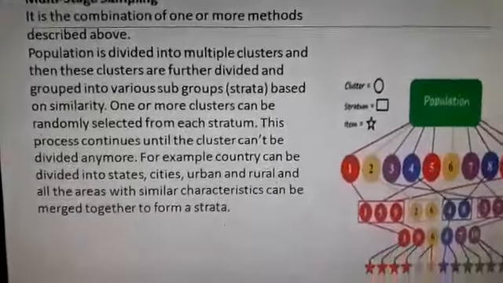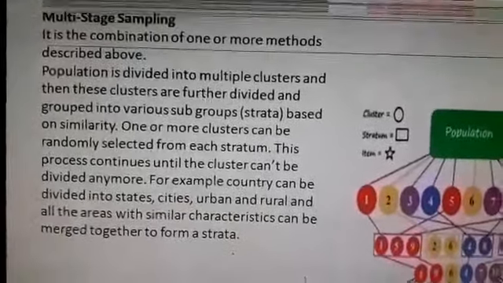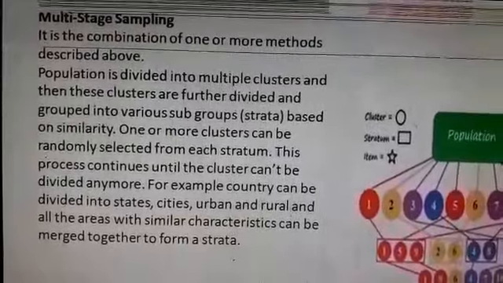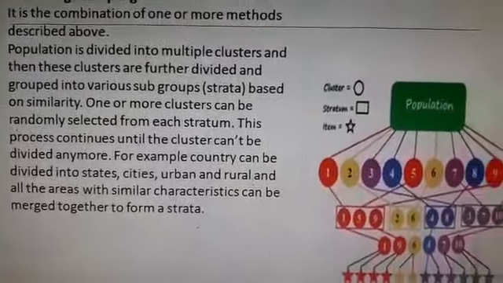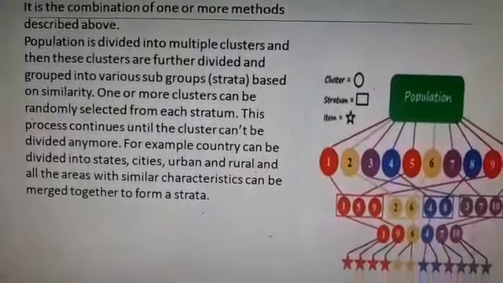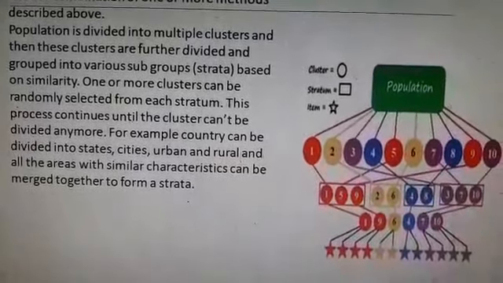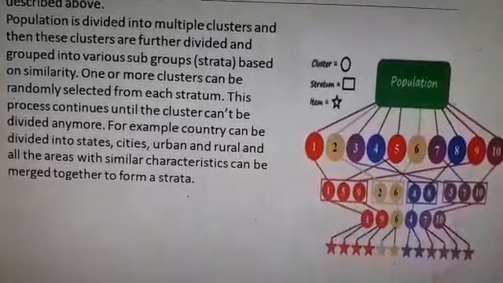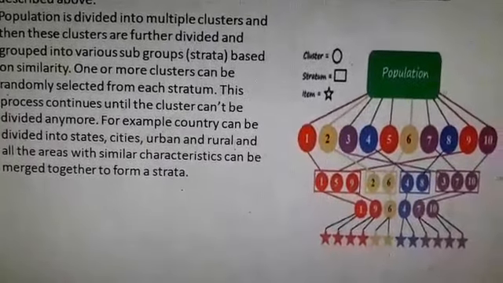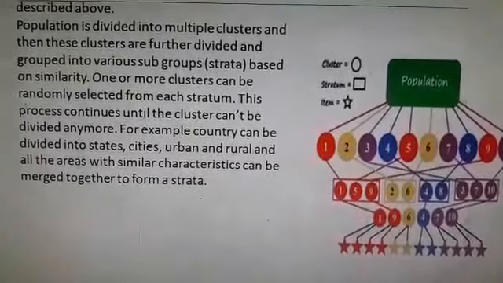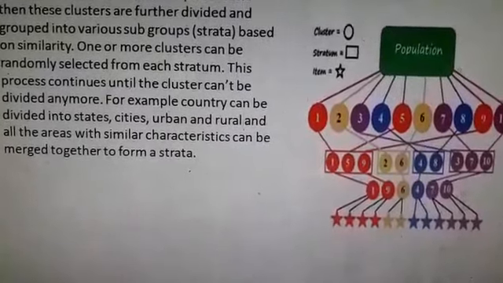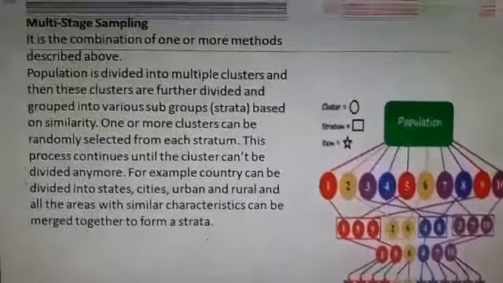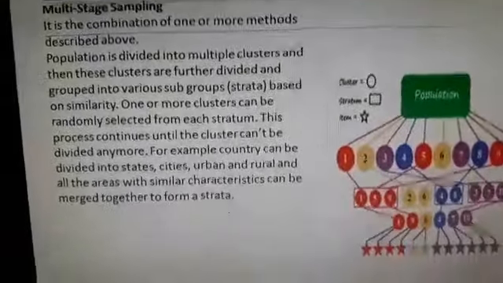We have another sampling, multi-stage sampling, which is a combination of one or more methods, as we have discussed earlier. Here the population is divided into multiple clusters, then clusters are further divided into strata based on similarity. Then one or more clusters can be randomly selected from each stratum, and this process continues until the cluster cannot be further subdivided. And this is an example of multi-stage sampling.